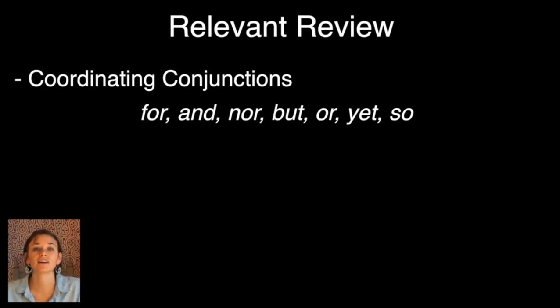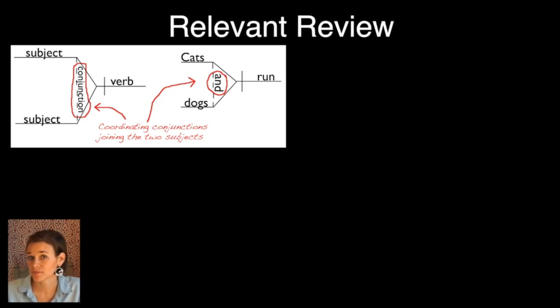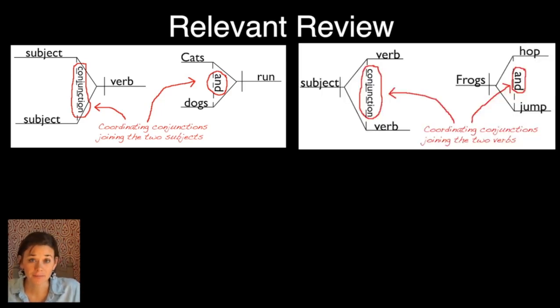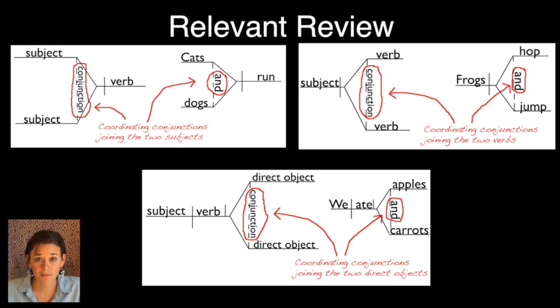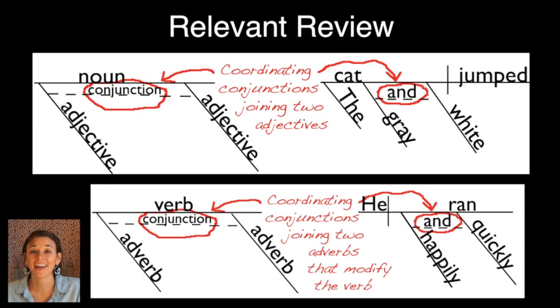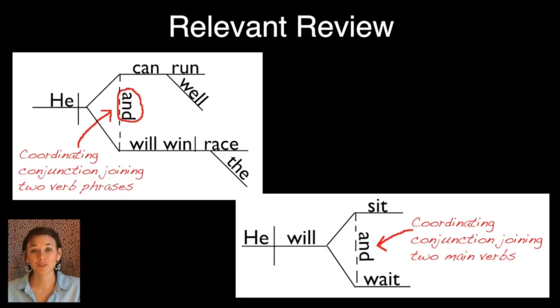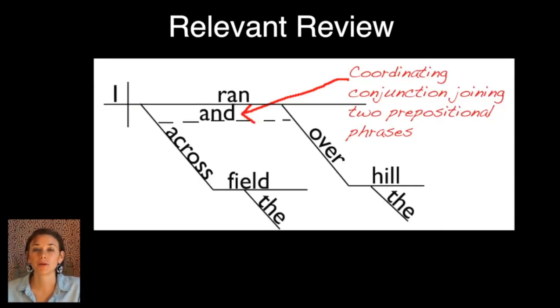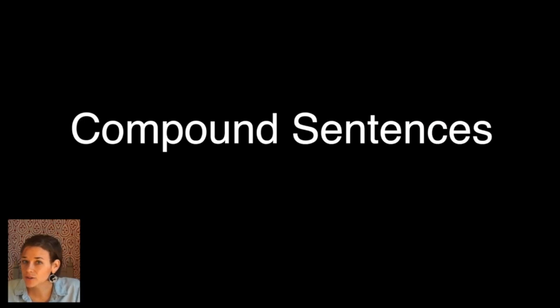You have learned how to diagram compound subjects, compound verbs, compound direct objects, compound adjectives, compound adverbs, compound verb phrases, and compound prepositional phrases. Now you're going to learn how to diagram a compound sentence. That means you're going to be diagramming 2 or more independent clauses that are connected with a coordinating conjunction.